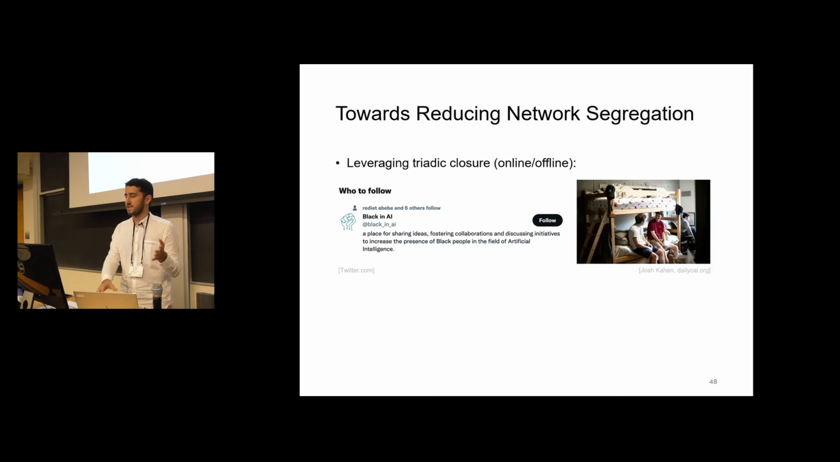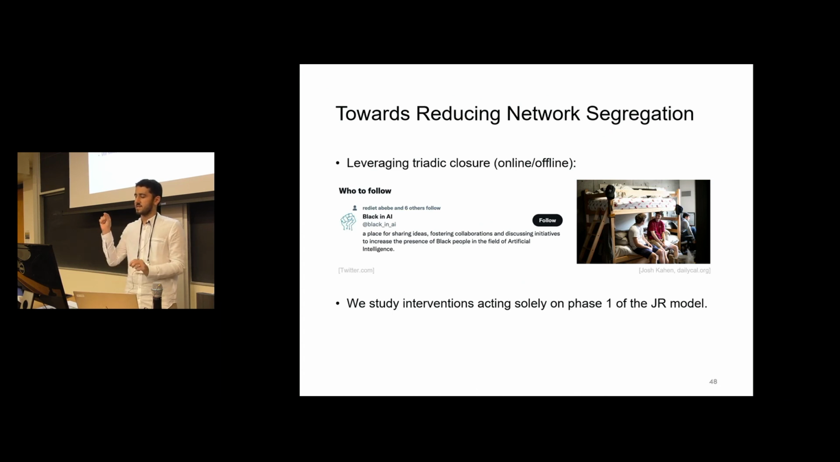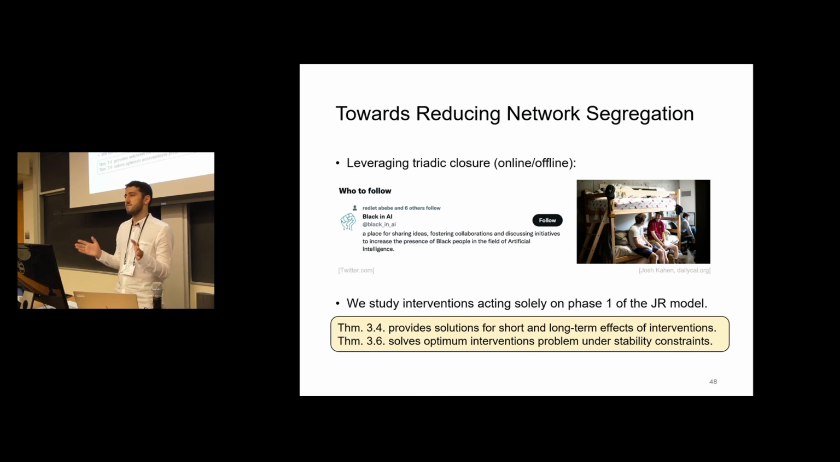Or even in offline settings, a school board might recommend friends of friends to be roommates, which seems to be reasonable, and we now know that this will result in a more integrated campus. So I'm not going through details, but we study interventions acting solely based on phase 1 of the Jackson-Rogers model, and we provide some solutions for short and long-term effects of interventions in this model. We also introduce the optimum interventions problem under some stability constraints, when you want to maximize the integration of your network subject to some rate of change constraints.